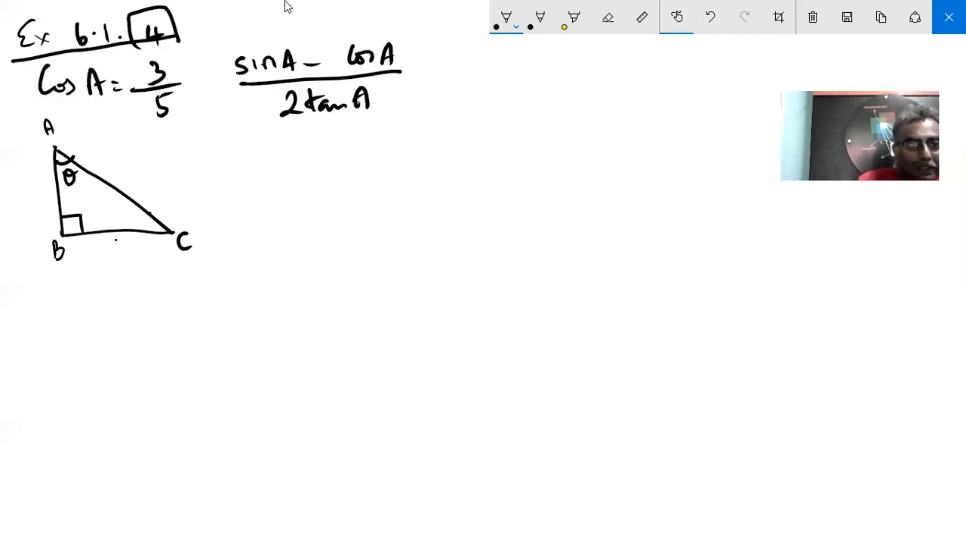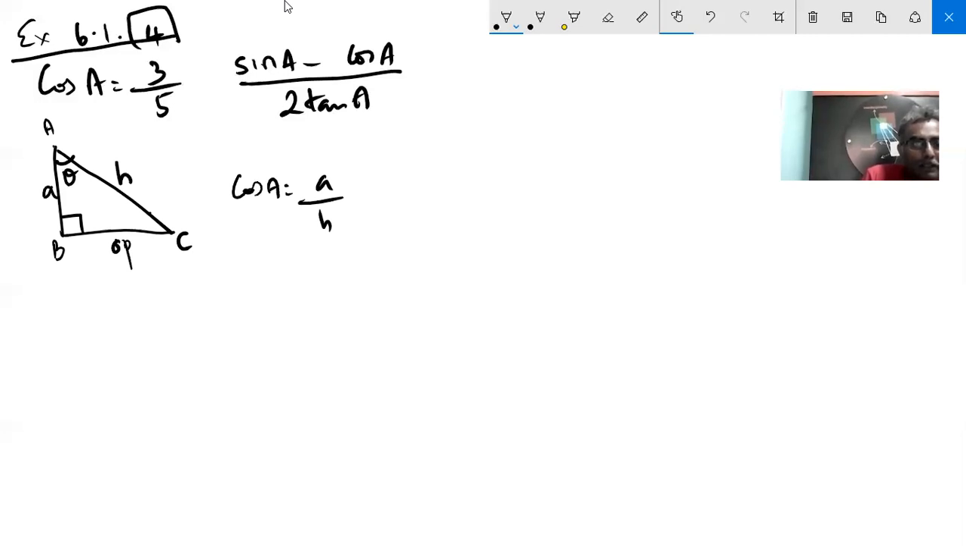Ready? What is the opposite side? Opposite side is BC. Very good. Hypotenuse is AC. Adjacent side is AB. Now you have to get the ratios. Before you get the ratios, you know cos. What is the formula for cos? Adjacent side by hypotenuse.